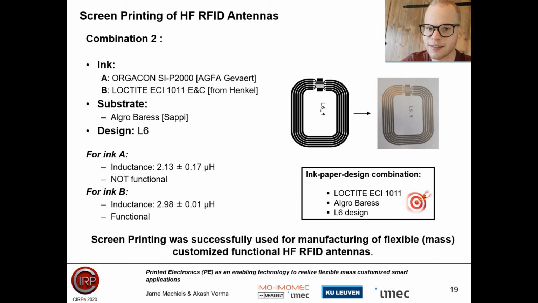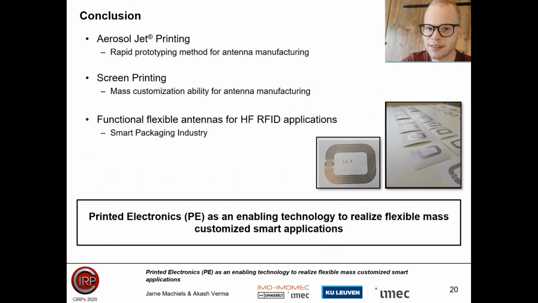And because the screen printing technique was used, it is quite easy to scale up to mass production. To conclude, the potential of aerosol jet printing as a rapid prototyping method for antenna manufacturing was showcased. In addition, the screen printing technique was successfully used for flexible mass customization in the field of antenna manufacturing. This research infers that printing techniques can be used as a production method of functional flexible antennas for high-frequency RFID applications. It also implies that printed electronics can be an enabling technology for the development and manufacturing of several flexible mass-customized electronic applications and devices.